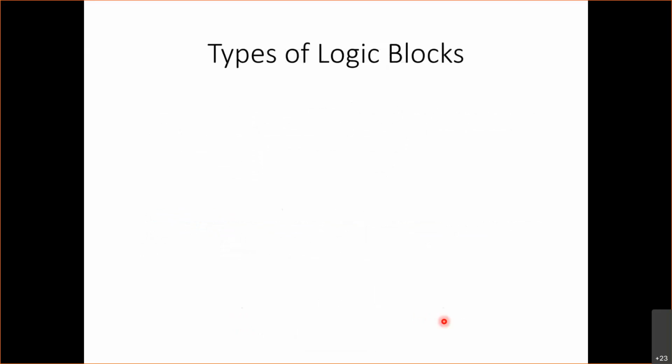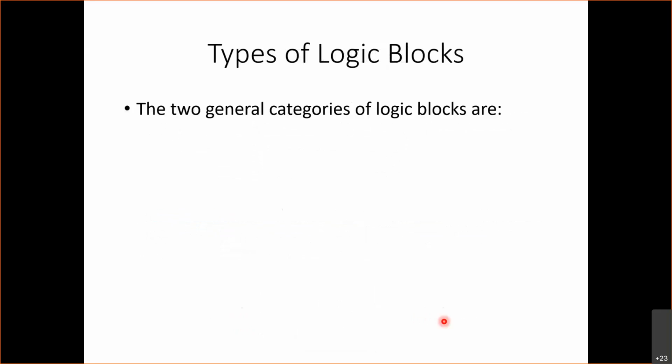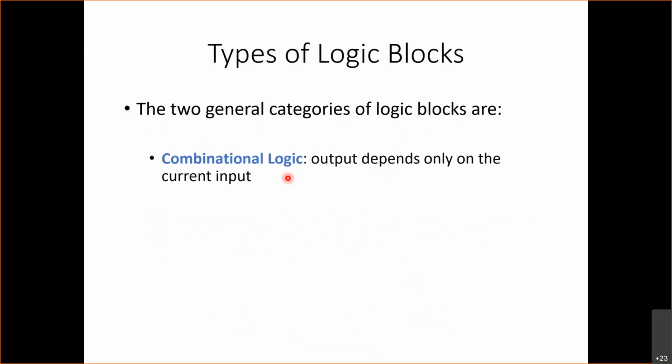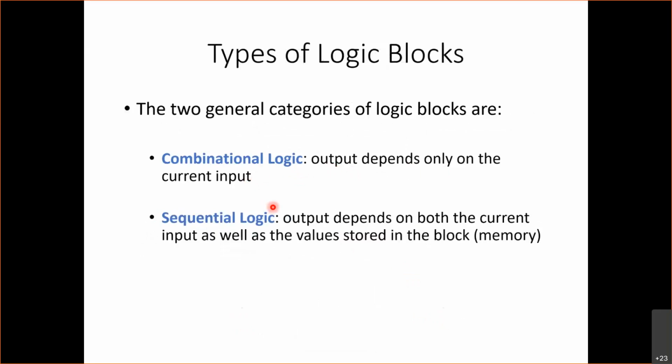There are two general categories of logic blocks that we will look at. Combinational logic refers to the kinds of logic blocks where the output of the block depends only on the current input to the block. On the other hand, sequential logic refers to the case where the output depends both on the current input as well as values that are stored in the block. So sequential logic, you can think of it as having some kind of memory.